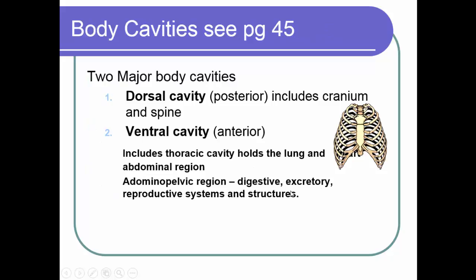Body cavities, if you look on page 45, there's two major body cavities that are listed. The dorsal cavity is located on the posterior side of the body, and includes the cranium and the spine. And the ventral cavity is belly side, so that's going to include the thoracic cavity, the lungs, the abdominal region, the abdominal pelvic region, digestive, excretory, reproductive systems, and its structures. So two major body cavities, dorsal, which is on the back side, and ventral, which is belly side.